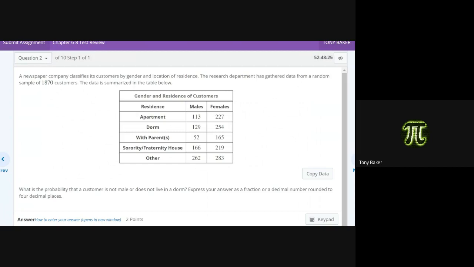All right, so this is that sum of probabilities, right? So the question you have to ask in this case is, are they mutually exclusive or not? Can you be not male and not live in a dorm? Yeah, so these are not mutually exclusive. There is overlap between these two. And since there's overlap, we have to subtract out that overlap, because otherwise we're going to be counting it twice. Okay.